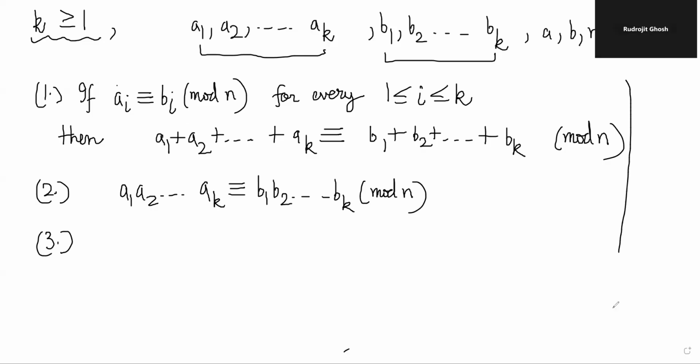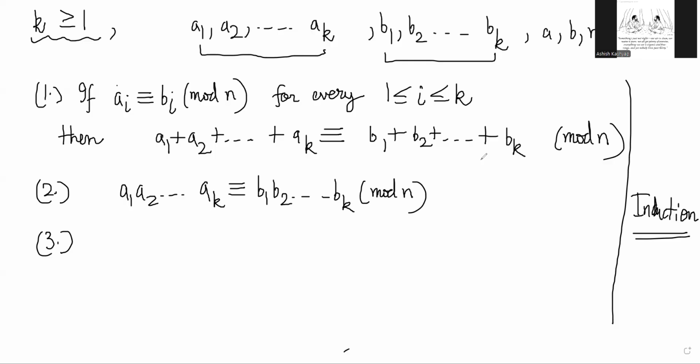All of these statements can be proved by what method? Induction. You should take the base case as 2, and after that you can assume the n case and after that prove the n plus 1 case. Right? 1 second, just hold on.